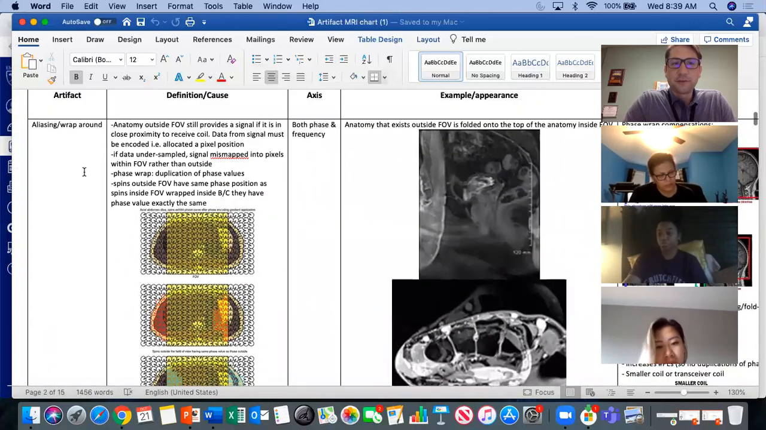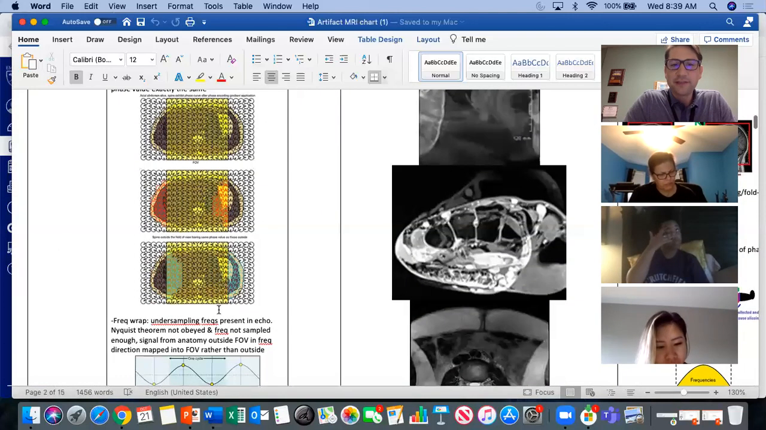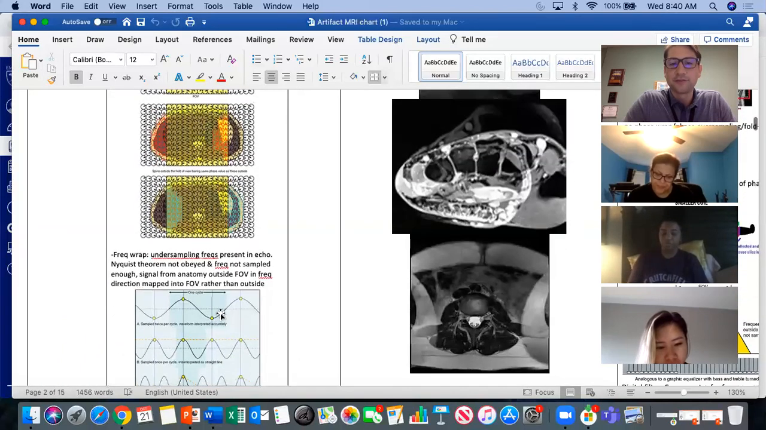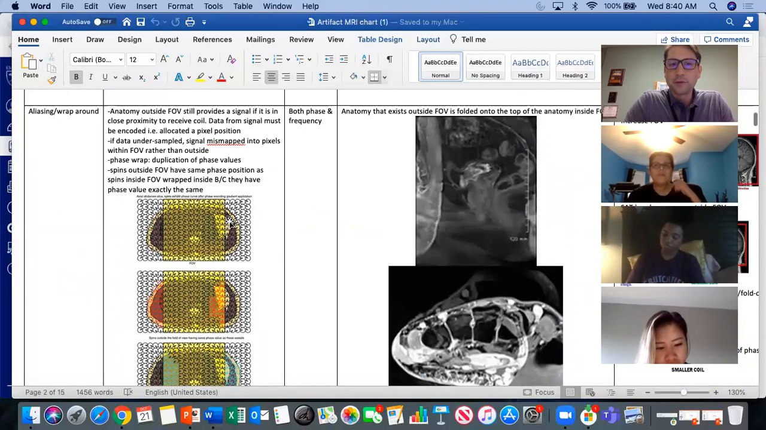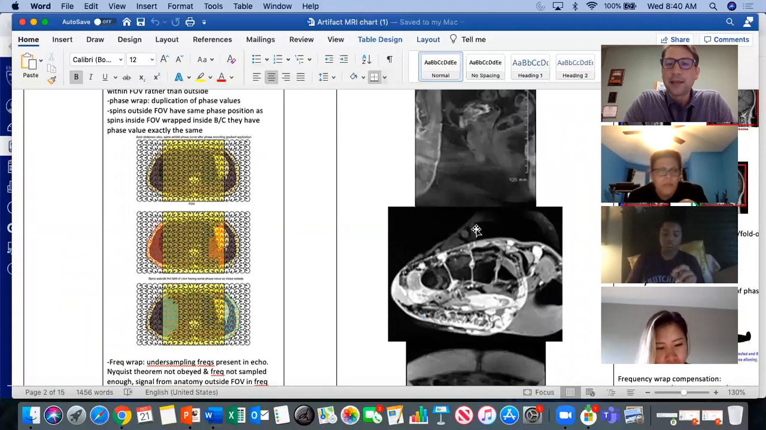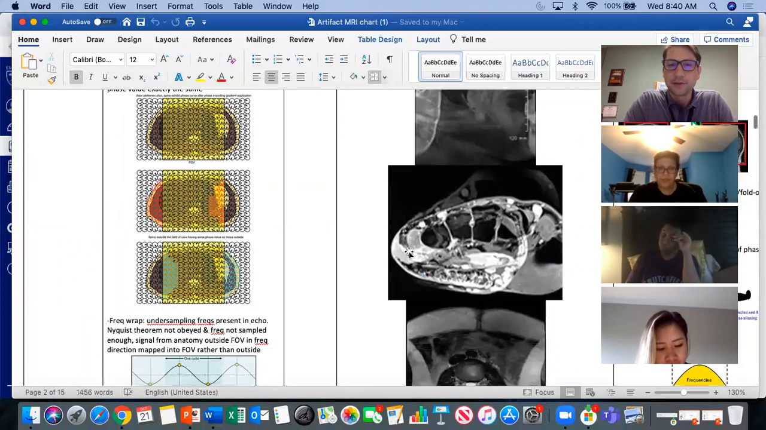Then our second artifact we mentioned was aliasing or wrap. And you have phase and frequency wrap, but remember the system automatically compensates for frequency wrap. So most of the time what you're going to be dealing with is our phase wrap. And that's where our anatomy is undersampled because our field of view is too small, or we're not putting on our oversampling, and it wraps into our image because it has the same phase values.